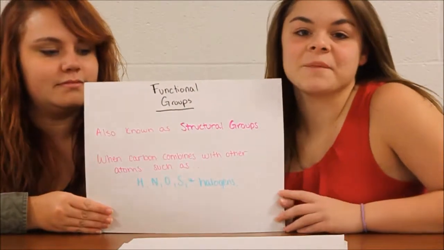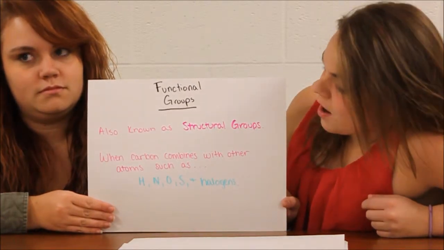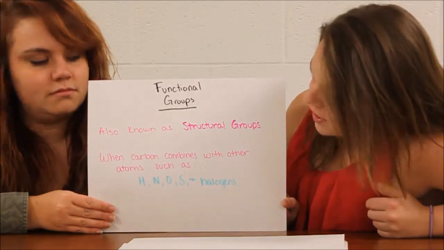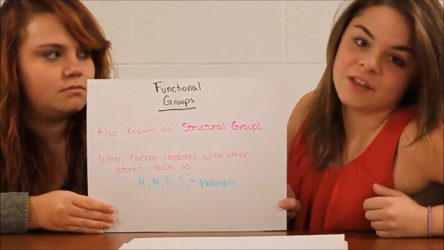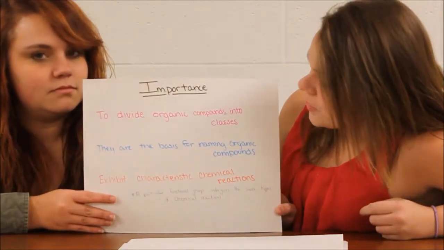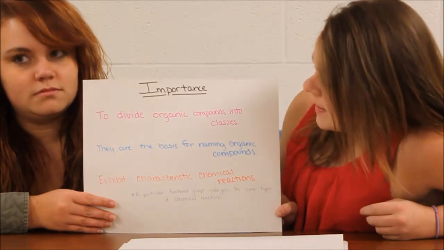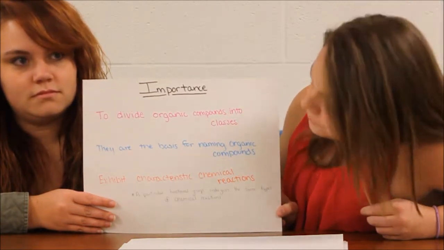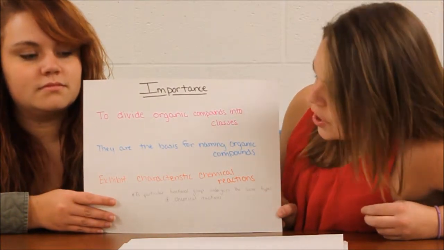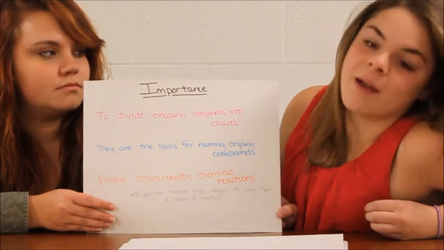Chapter 1.3, Functional Groups, also known as structural groups. When a carbon combines with other atoms such as hydrogen, nitrogen, oxygen, sulfur, or halogens. The importance of functional groups include to divide organic compounds into classes. They are the basics for naming organic compounds, and they exhibit characteristics of chemical reactions. So a particular functional group undergoes the same types of chemical reactions.